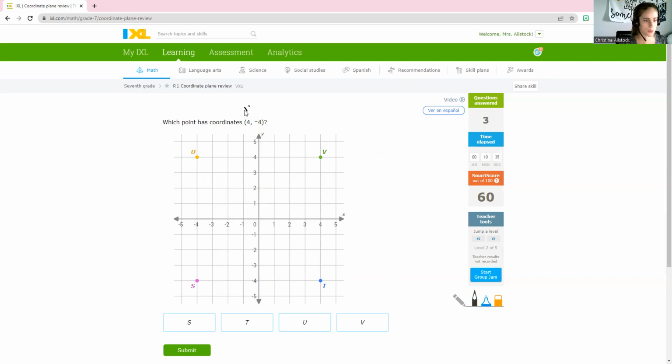So our first number, remember, is our X value, and the second number is our Y value. So if we're going to graph this, we're going to go over to 4 on our X, and then we need to make sure to go to -4 on our Y. So -4 means we need to find the -4 on our Y value, and that means us going down, and looky right here, that lands us on point T. So the ordered pair that has the coordinates 4, -4 is point T.